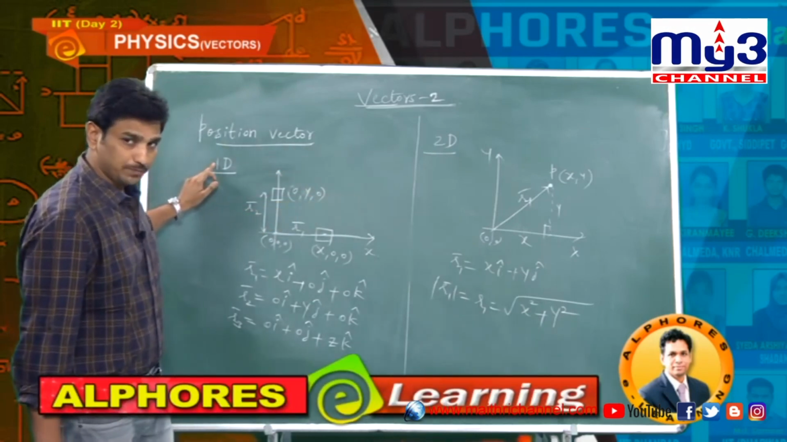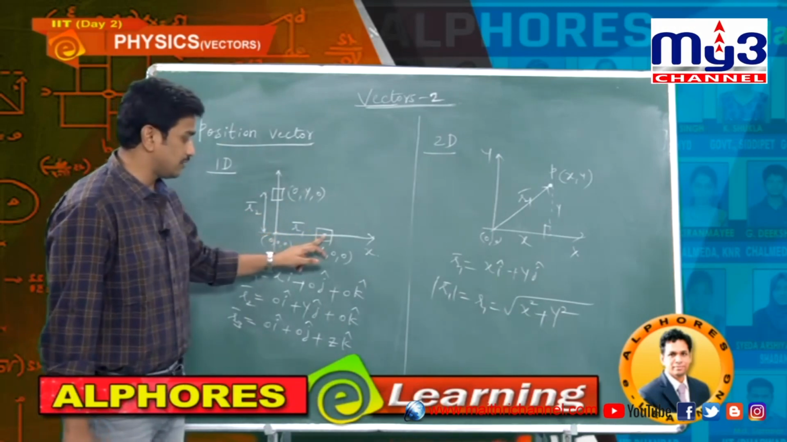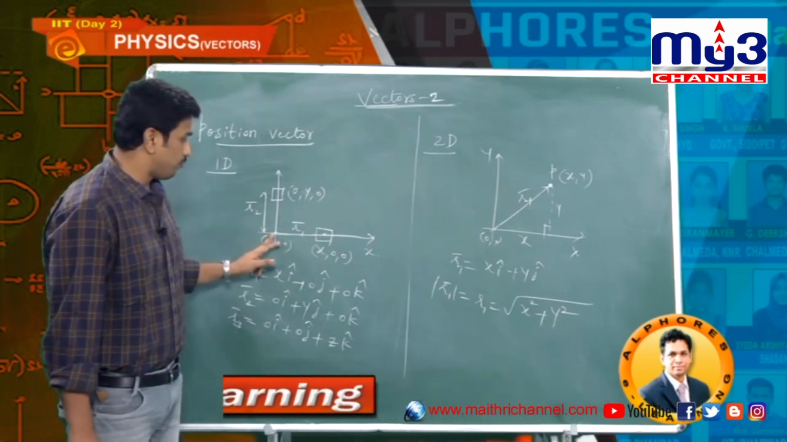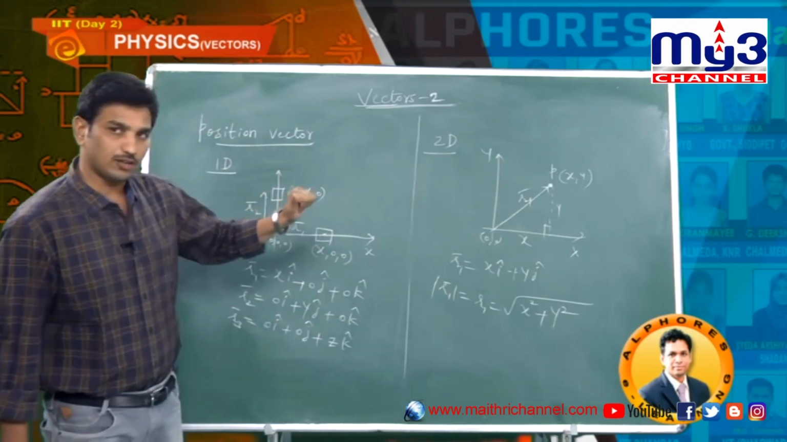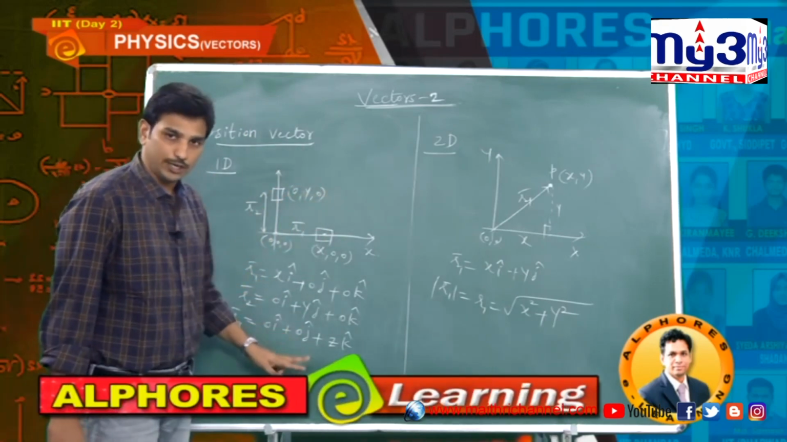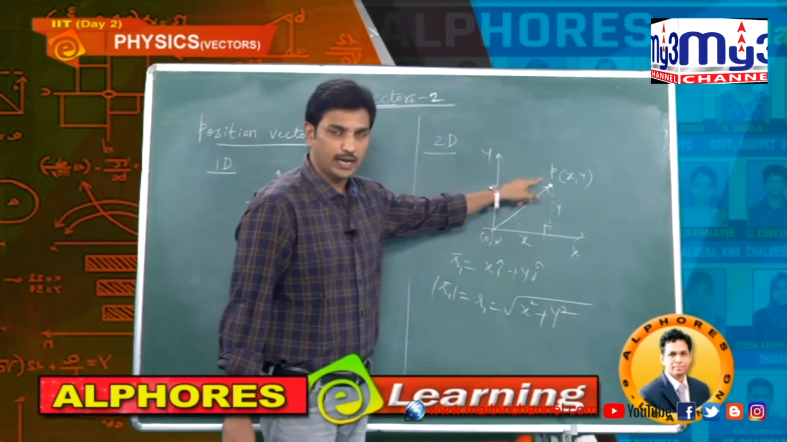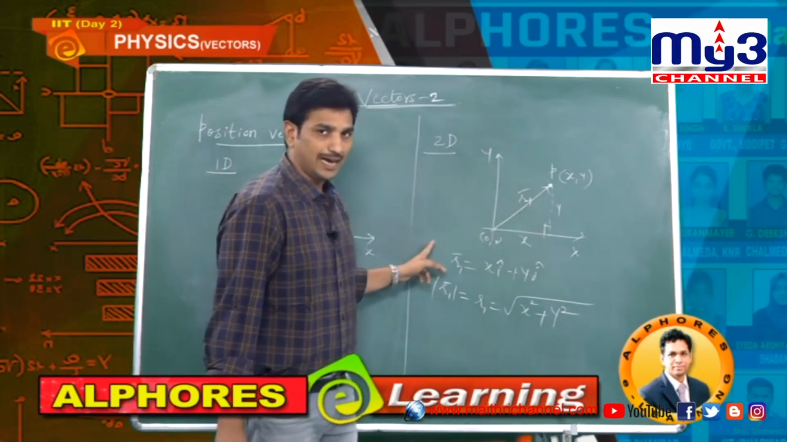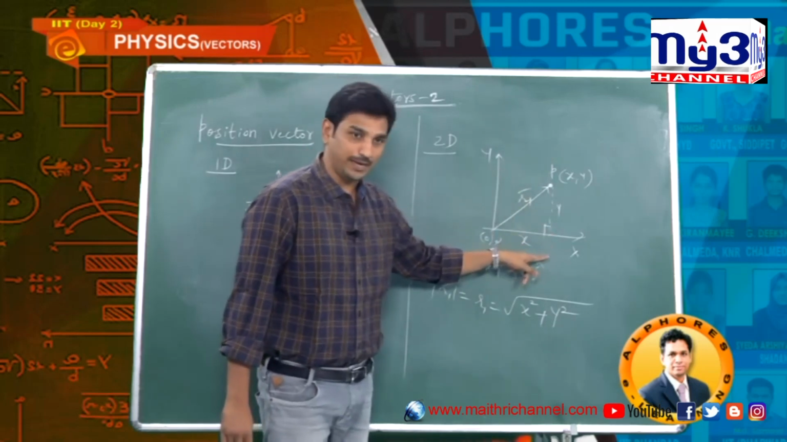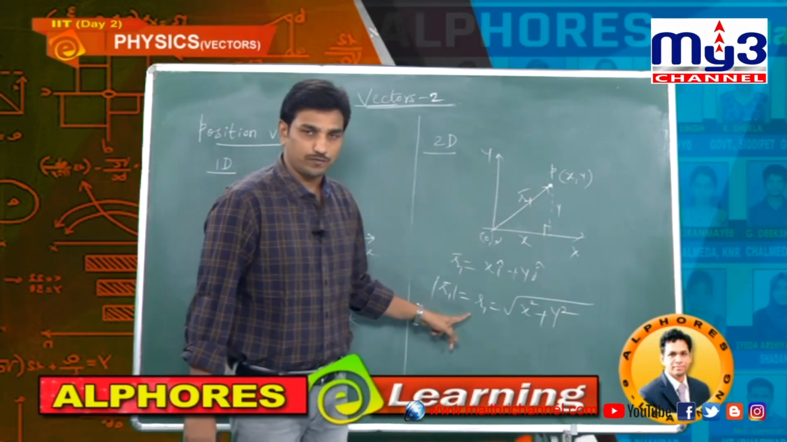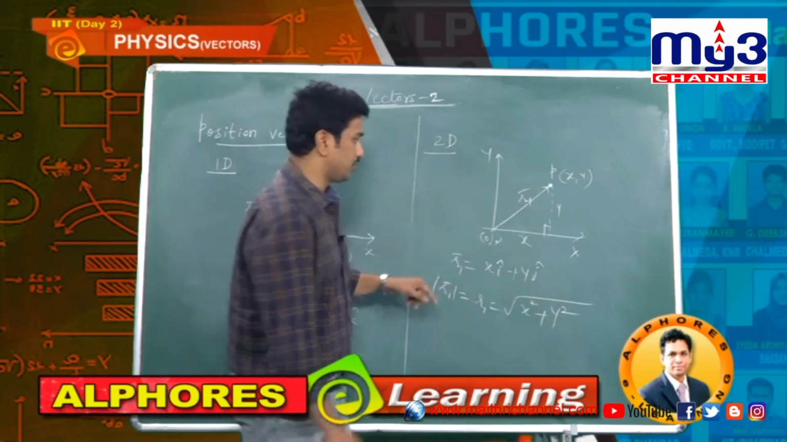Once again I will recall. In one dimensional motion, the particle has only one component: along the x axis it has only the x component. If the body moves only along the y direction, it has the y component. If it moves along the z direction, it has only the z component. That is 1D. Now come to 2D. If the body is moving along a plane, it has two components, x and y. If it is moving in the xy plane, we calculated the magnitude of the position vector, that is root of x square plus y square. So here only I will draw one more.